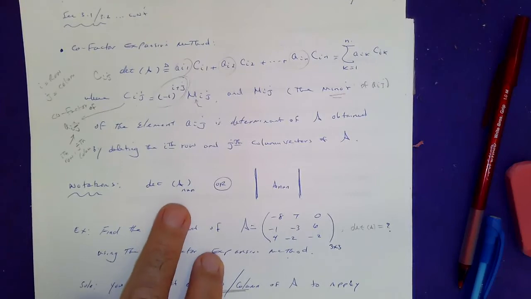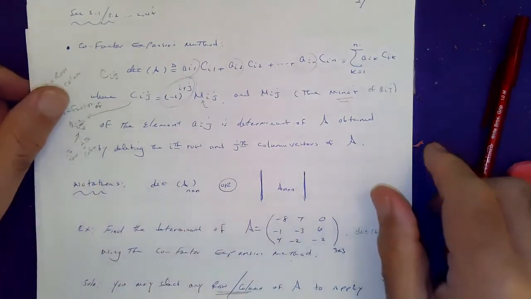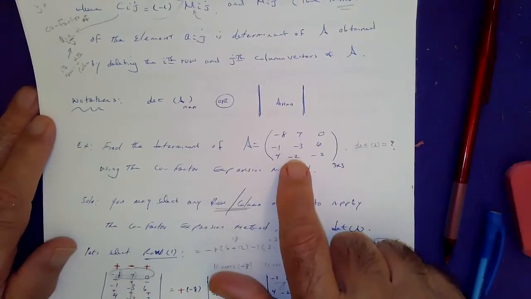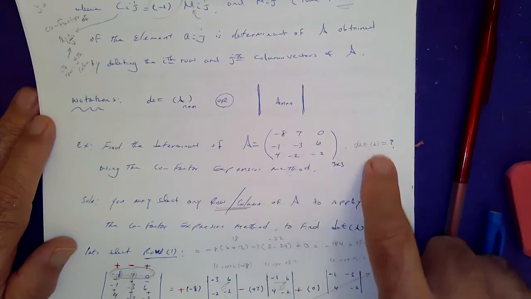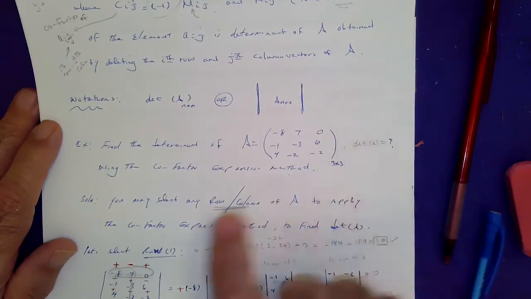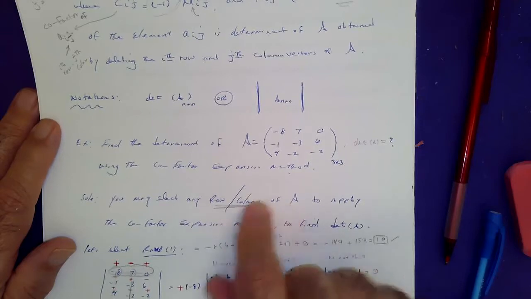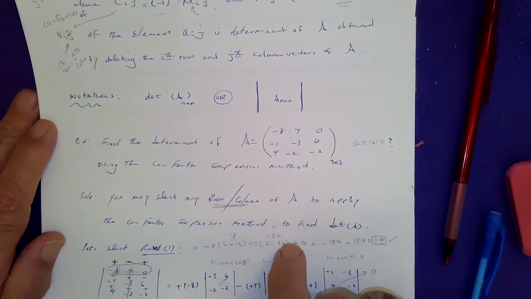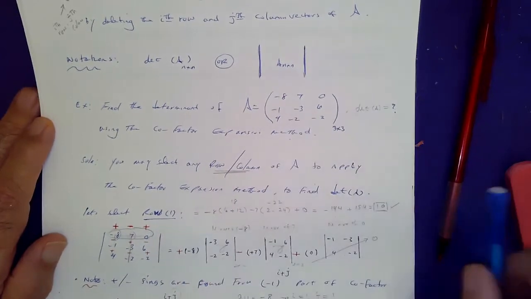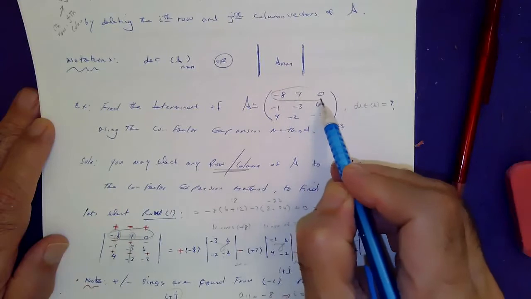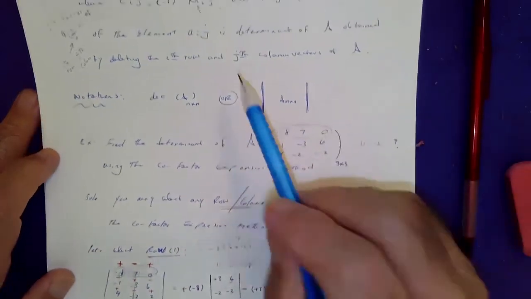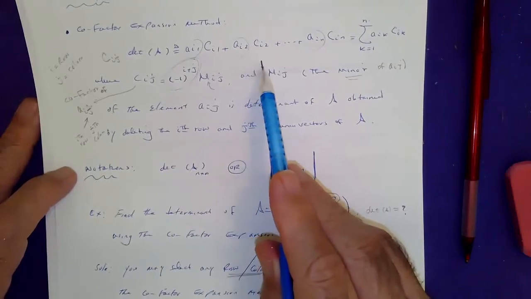As I said, the notation is either det of A or absolute value bars. Let's take the idea home by doing an example so you can see what I'm talking about. Suppose you have this 3 by 3 matrix, and the idea is to find the determinant of the matrix using the cofactor expansion method. You may select any row or column of A to apply the cofactor expansion method about to find the determinant. Suppose we selected row 1. Remember, I have a choice of selecting any row or any column to apply this formula, the formula of cofactor expansion.